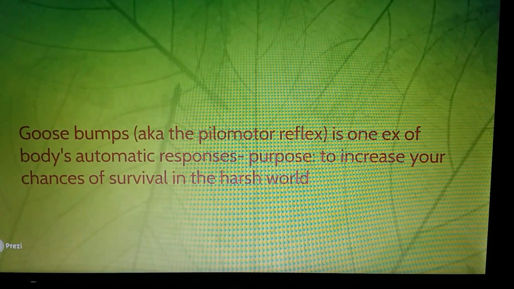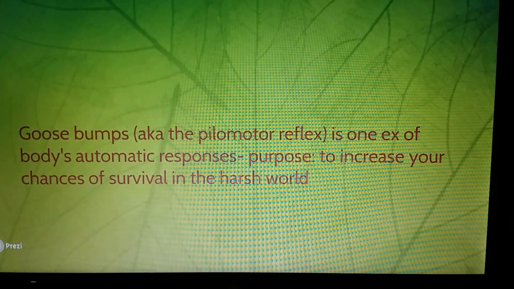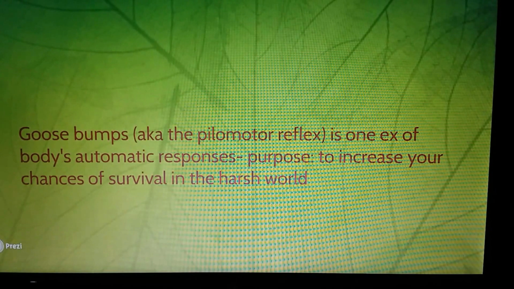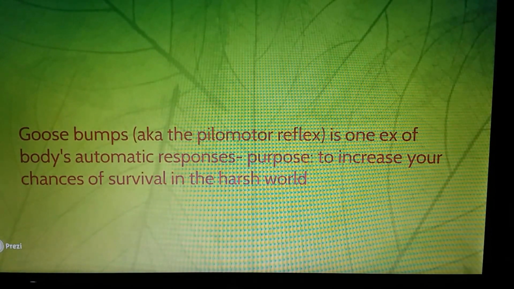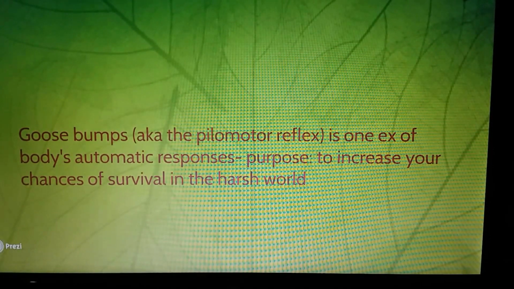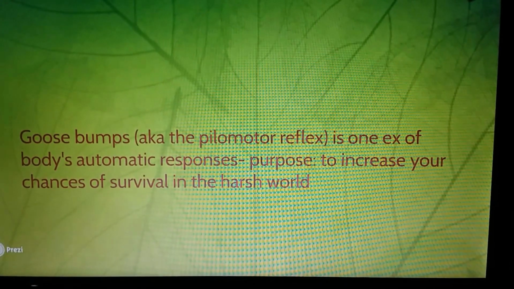And so basically, through evolutionary experiences, these goosebumps raise because what they're trying to do is lift up the hairs on our body to try to grab as much heat as possible. Goosebumps happen when we're cold or sometimes out of fear, and that's why cats get bigger also when they get scared, because they're experiencing the same thing, the pilomotor reflex.